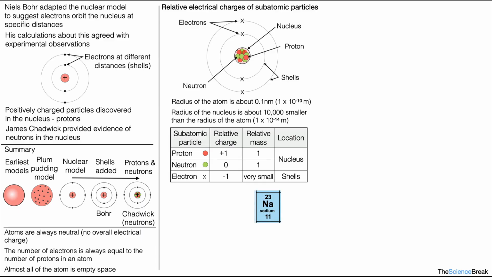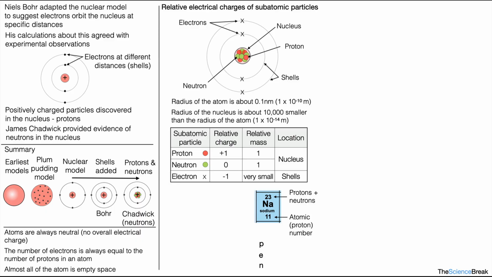We should be able to draw an atom from the information given to us in the periodic table. We're going to take the example of sodium. The first thing we do is we notice and realize that the bottom number is the atomic number. This is actually given to you on your periodic table. The top number tells us the number of protons and neutrons. It's called the mass number, but that's the information that it gives us, the number of protons and neutrons.